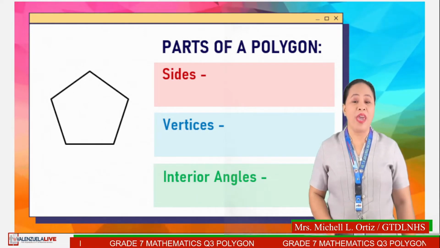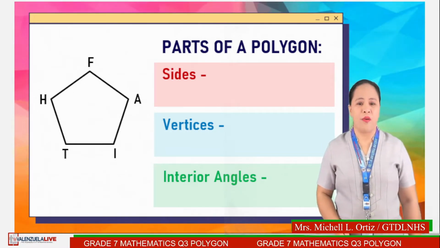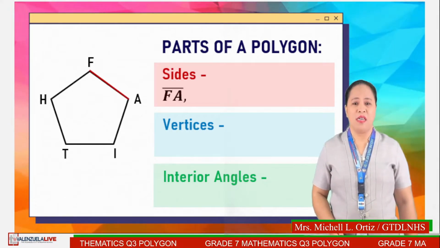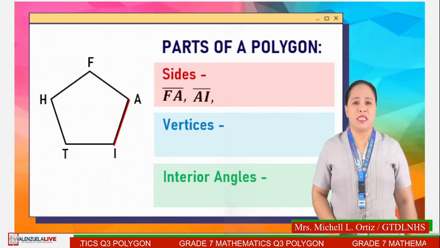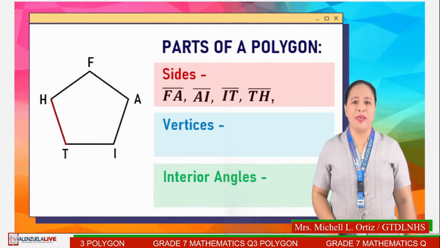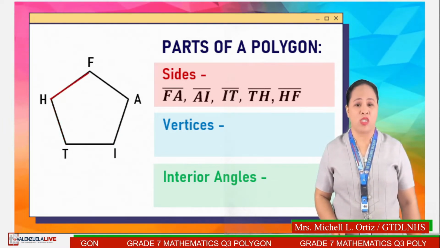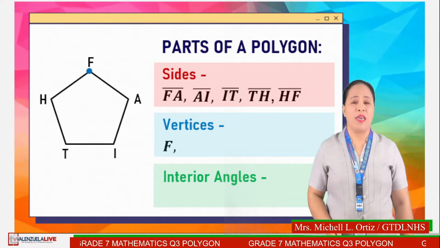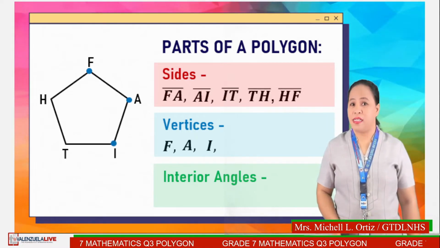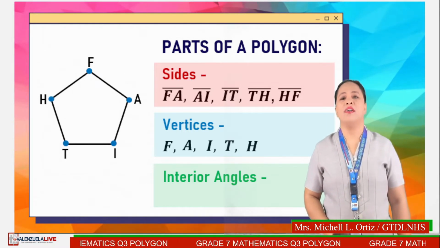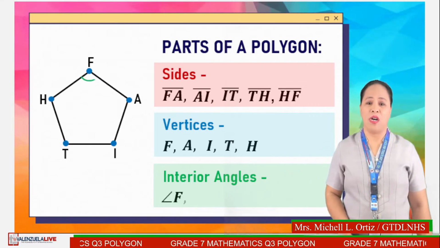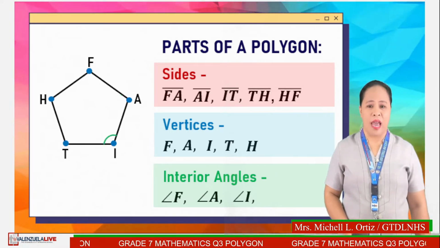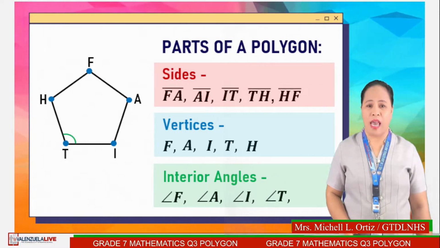For example, we have here a polygon. In our given polygon, the sides are segment FA, segment AI, segment IT, segment TH, and segment HF. The vertices are points F, A, I, T, and H. The interior angles are the following: angle F, angle A, angle I, angle T, and angle H.